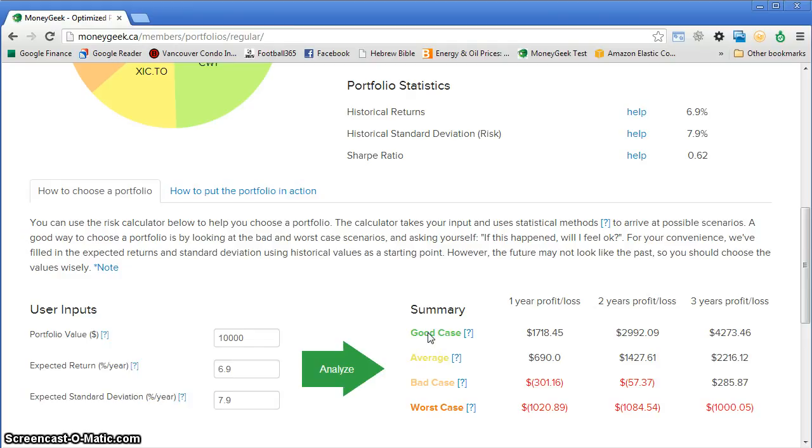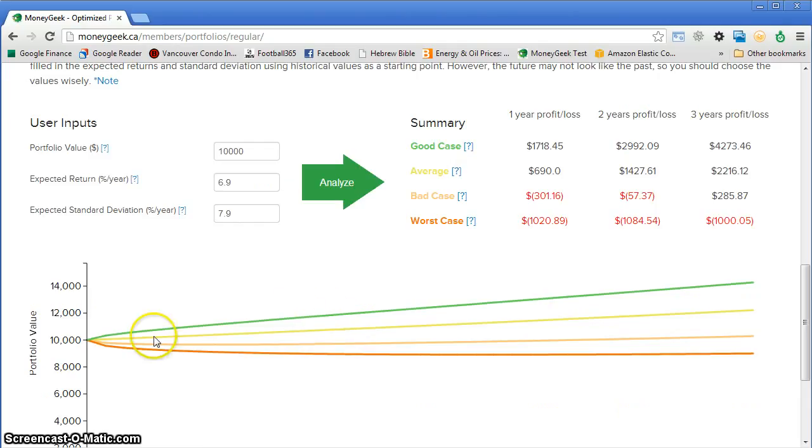So let me explain these numbers to you. The good case means that if you're lucky, in the next year, your investments will increase by $1,700. And over the next 3 years, if you're just as lucky, your investment will grow by over $4,000. On the graph, if you scroll underneath, you will see this green line, which represents the good case. On the average, though, your savings will increase by around $700 next year. And this is the yellow line on the graph.